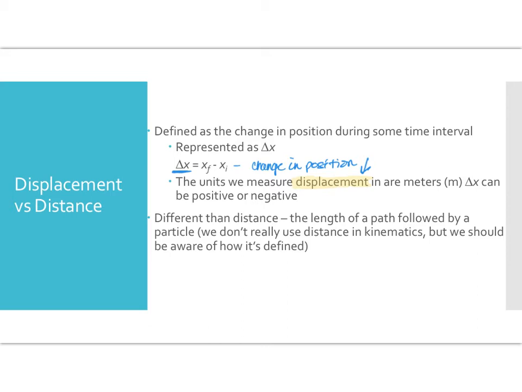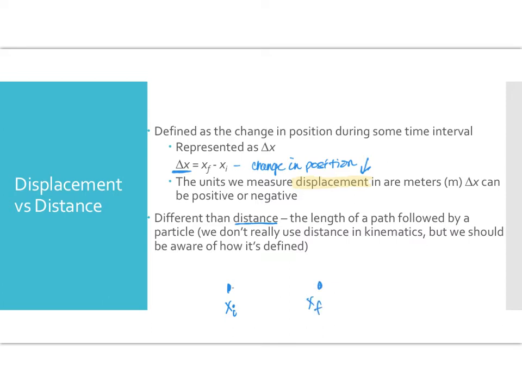Now, you might have thought we would call that the distance traveled, but in physics, distance is different. Displacement is simply the change in the two positions, but it doesn't necessarily talk about what happened in between. It really only talks about where it started and where it ended. It doesn't talk about what it did in between those two times. Distance is the total length of the path followed. So, for instance, let's say this is our initial position, and this is our final position.